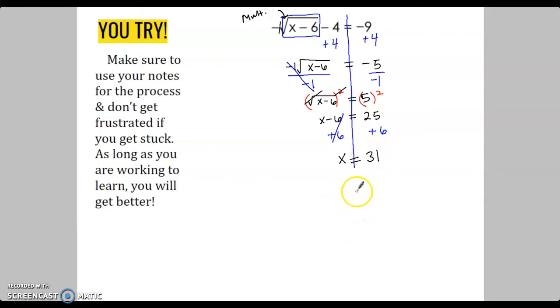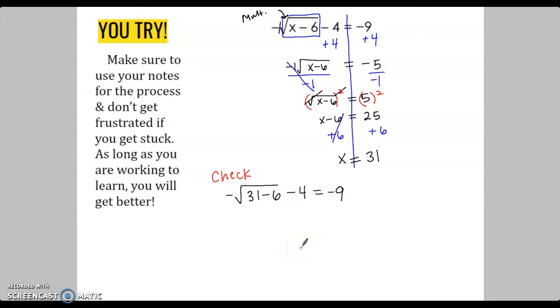Now we're almost done. What do we need to do to see if this is a true solution? We need to check it. So our final step here, we're going to check. And again, we're going to plug this potential answer into our original function. So my original function would have had that negative sign, the square root. Instead of an x here, I'm going to do 31 minus 6. Then minus 4 is equal to -9.